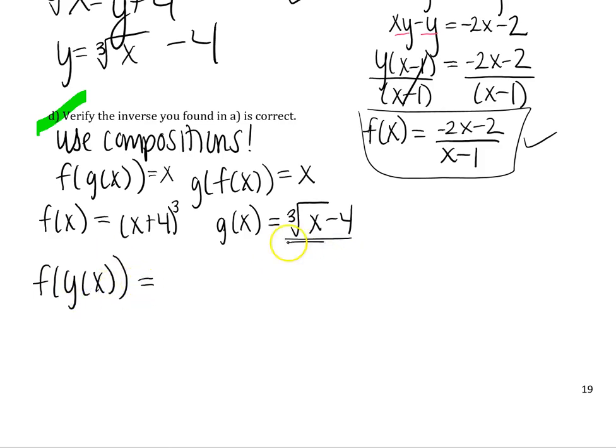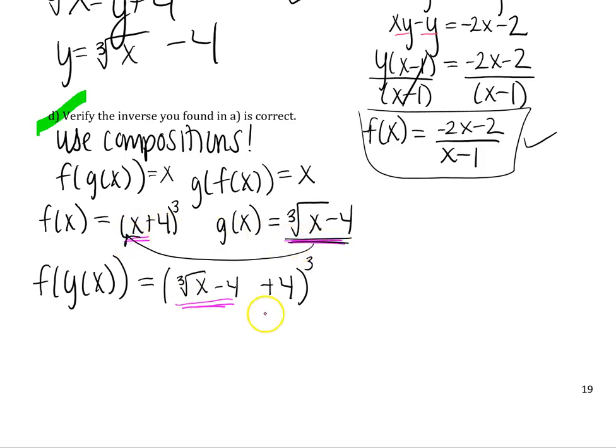That means I'm taking g of x, plugging it in for x in the function f. I'm just going to highlight for you so you see this. This right here, that's g of x, which I've subbed in for x. Then I had to tack on the plus 4 because that's the rest of the f function. All right, let's simplify. The 4's will cancel. The cube root of x cubed is just x, so we got it to work one way. Now we have to do it the other way.